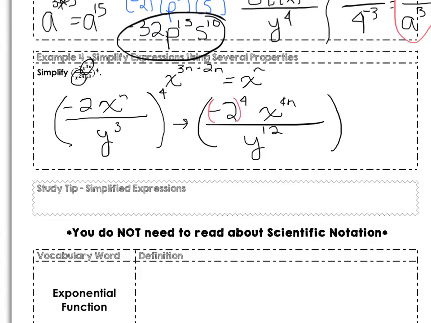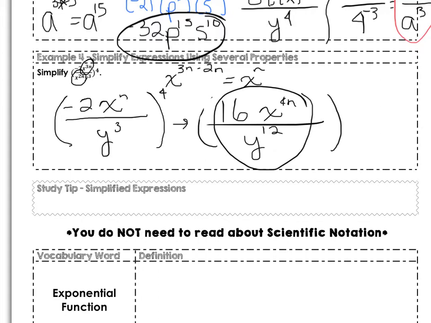Maybe I should put that in parentheses. Negative 2 to the fourth power. Well, that's really the same as 4 squared if you didn't know. Just a little side note. That's going to get me the quantity of 16. So I'm going to rewrite that, give myself a 16, and we have our final answer.